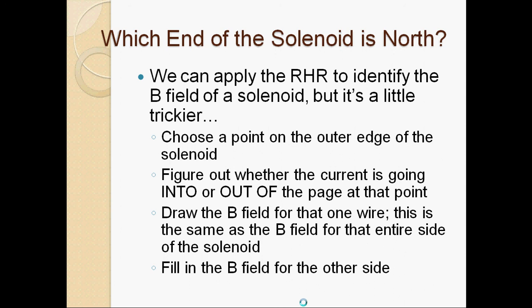Once we've figured that out, we can use our good old right-hand rule to figure out what the magnetic field looks like just at that one point. Once we've drawn that, as it turns out, that shows us the direction of the magnetic field for the entire solenoid, just by analyzing one point. No matter which method you choose, I always want you to focus on one point on the solenoid at a time. So let's look at an example.